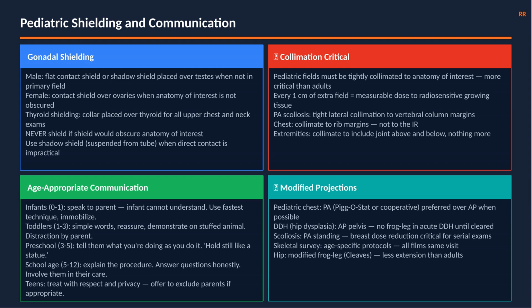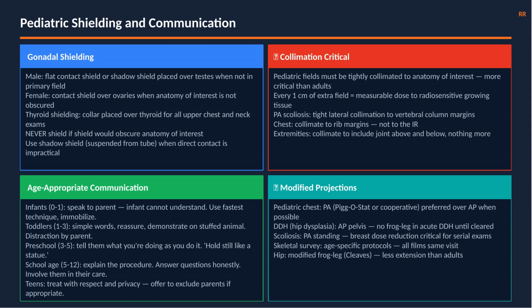Age-appropriate communication. Infants, 0 to 1 year. Speak to the parent. The infant cannot understand or follow instructions. Use fastest technique, immobilize. Toddlers, 1 to 3 years. Simple words, reassurance. Demonstrate on a stuffed animal. Distract with parents' help.